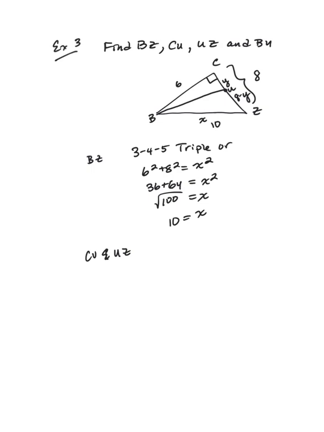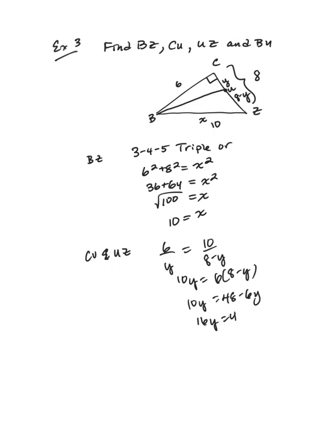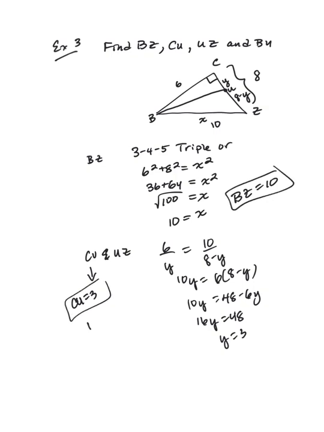Okay, so I'm going to make a proportion. So I'm going to have 6 over y equals 10 over 8 minus y. So that would be 10y is 6 times 8 minus y. 10y is 48 minus 6y. Bring the 6 over. You're going to get 3. So that's CU. CU is 3. And let me just make sure I write BZ is 10. CU is 3. And UZ is 8 minus 3, or 5.